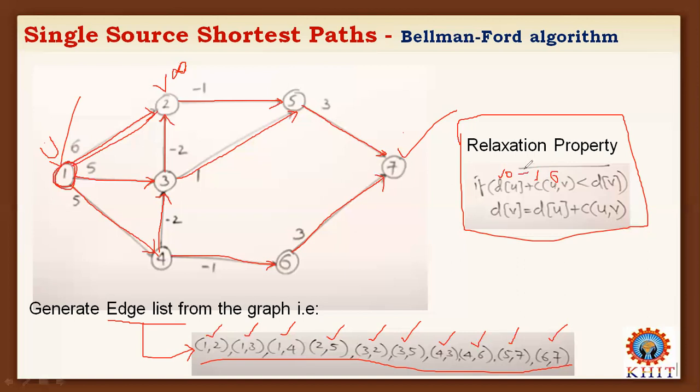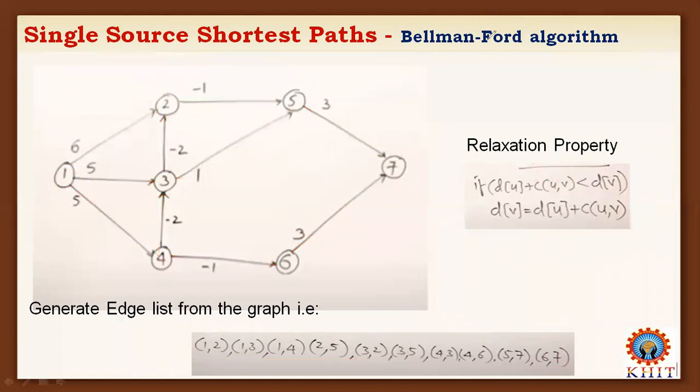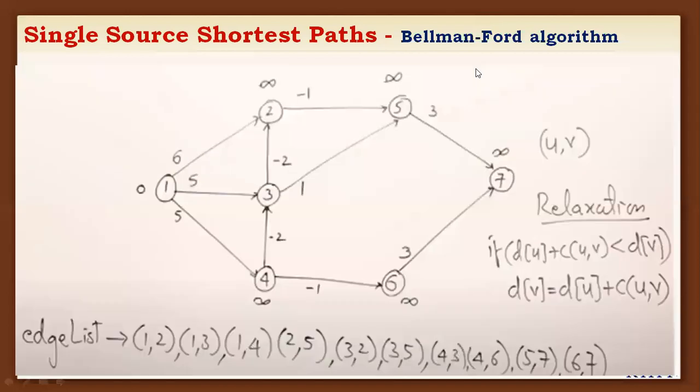Now you can sum these two, 0 plus 6, you will get 6. 6 is less than infinity, so in this case the infinity is replaced by 6. So in the first step we got the minimum cost from 1 to 2. In this way we will do the problem, and in the same way we will do it in multiple ways.